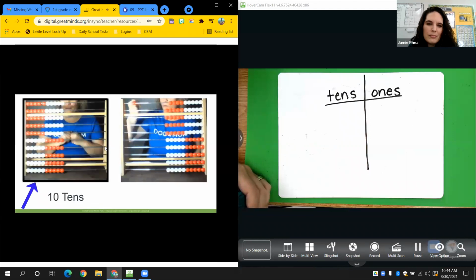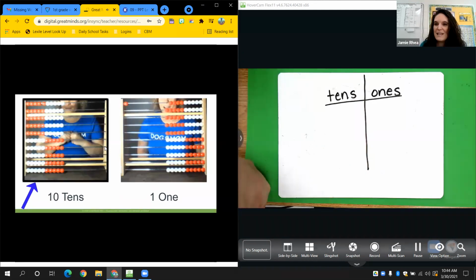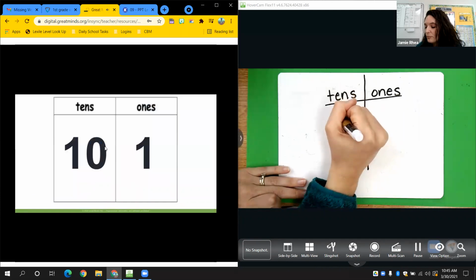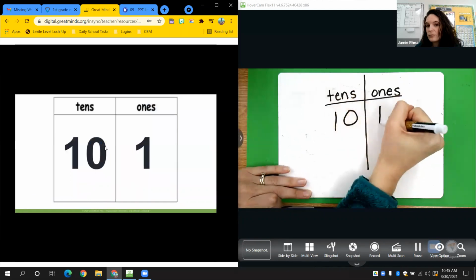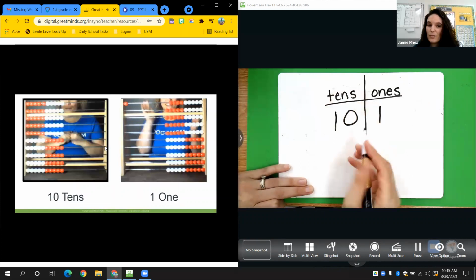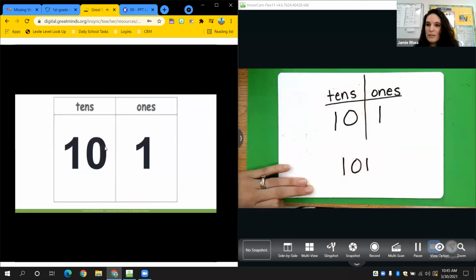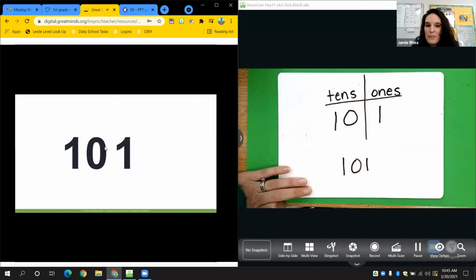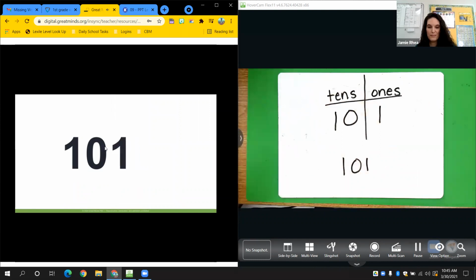What if I add one more bead? Do I still have 10 tens? Yes, but I also have 1 one. I'm going to change my place value chart to show 10 tens and 1 one. Ten tens and 1 one is 101. The name of this number is 101.